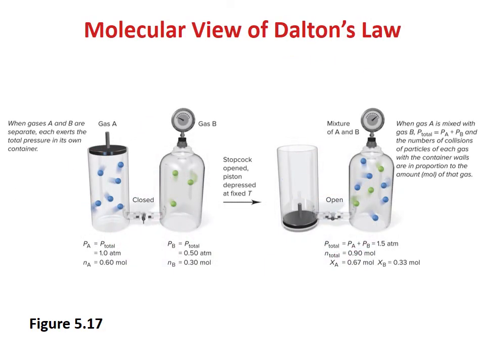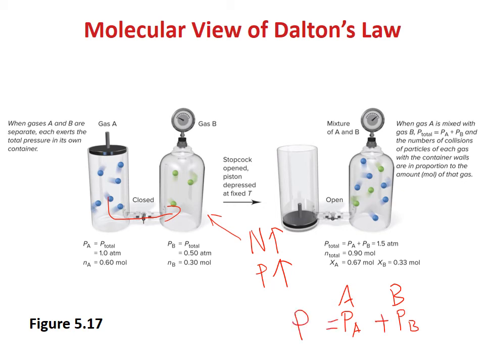When gas A is pushed to another container to mix with gas B, the total molecules in the container increase, and so does the total pressure. The number of collisions of particles of each gas, A or B, with the container wall is proportional to the amount of each gas, which is responsible for the partial pressures, PA and PB. And these added together give the total pressure, which is Dalton's law.